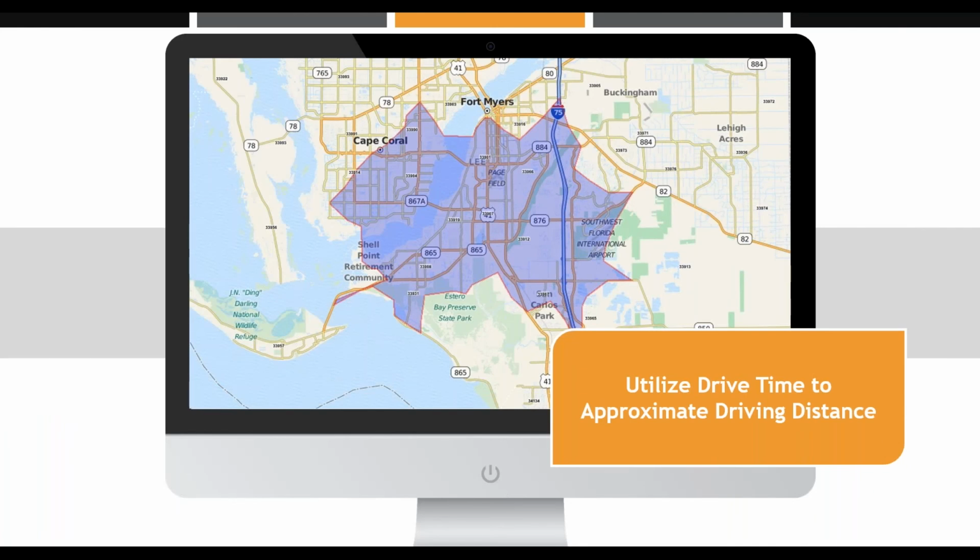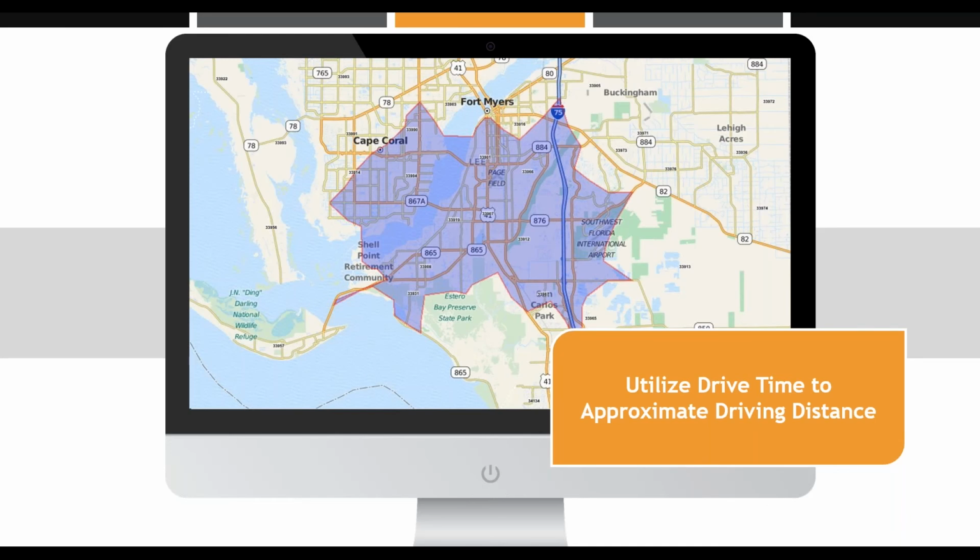So let's say, for example, that you have a service team, and ideally you don't want them going any more than 20 minutes away from the office. So you can actually create a geography within that 20-minute driving distance, and you can target those consumers or those businesses.